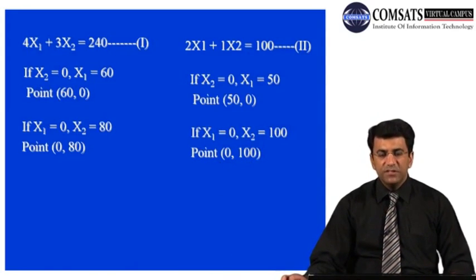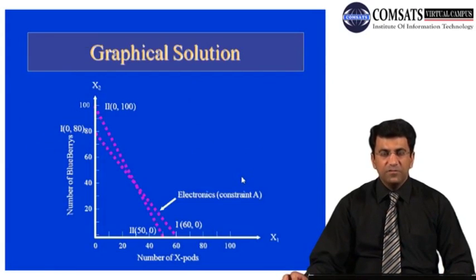Now students, what we did, we converted the two inequalities into equations, and one by one, by putting the different variables in both of these equations, we got 2 points for this equation and 2 points for the other equation. Now we are able to draw these points relating to these particular equations on a graph. Now this is the graph.